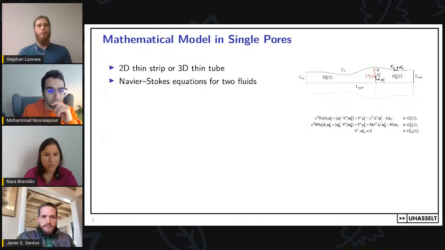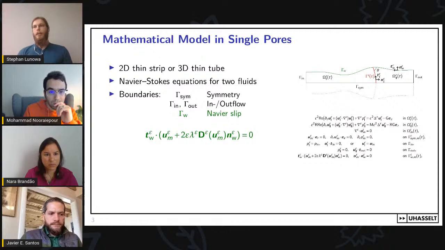So for the mathematical model itself, what we're basically looking at is a simple model where you have one long thin pore, either in 2D as a thin strip or in 3D as a thin tube. And basically on one side you have one fluid and on the other side the other fluid. Both fluids are described by the classical Navier-Stokes equations. And then at the boundaries, left and right, you have in and outflow conditions. And at the center line, you just have symmetry conditions.